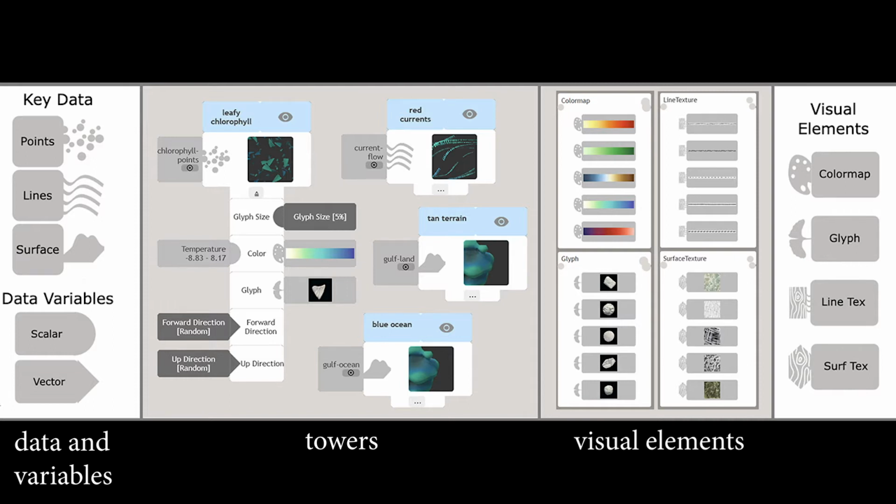There's what your data is and what kind of data it is on the left. And then the data variables, there are all different kinds of variables that are listed and the specifics from your data. And then on the right are the visual elements. So we have color maps, we have glyphs, we have lines, and we have surface textures. And examples of those four different categories you can see just inside of the right-hand side there.